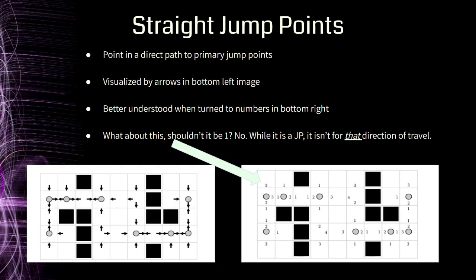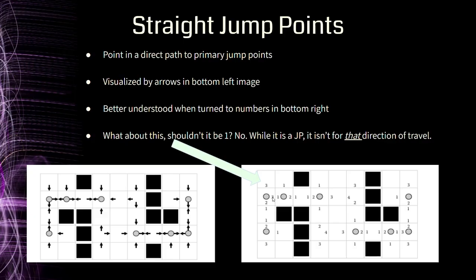Straight jump points are points in a direct path to primary jump points somewhere. In the bottom left graph, they are visualized by arrows, and it's better understood when we turn it into numbers on the bottom right, so you can see essentially how many arrows were part of one jump point in the straight direction. Now you will notice if you look at this a little bit that this 3 should be a 1. There's a jump point right beneath it, it's a straight direction. Why is it not 1?